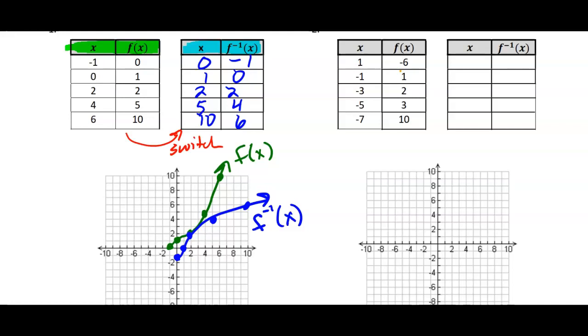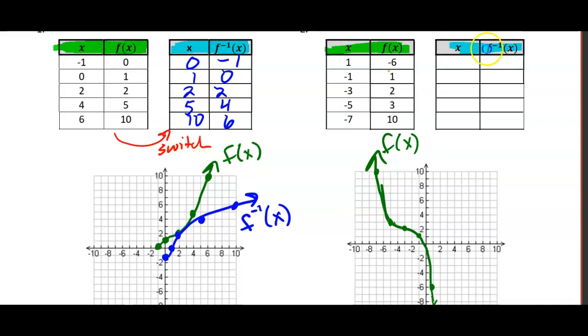All right, so let's just do the same thing. Graph the first set in green. So (1, -6), (-1, +1), (-3, +2), (-5, +3), (-7, +10). So this graph is looking rather cubic, honestly. It looks sort of like a cubic graph with that little jog in the middle. But anyway, that's my graph. So f of x, I've labeled it.